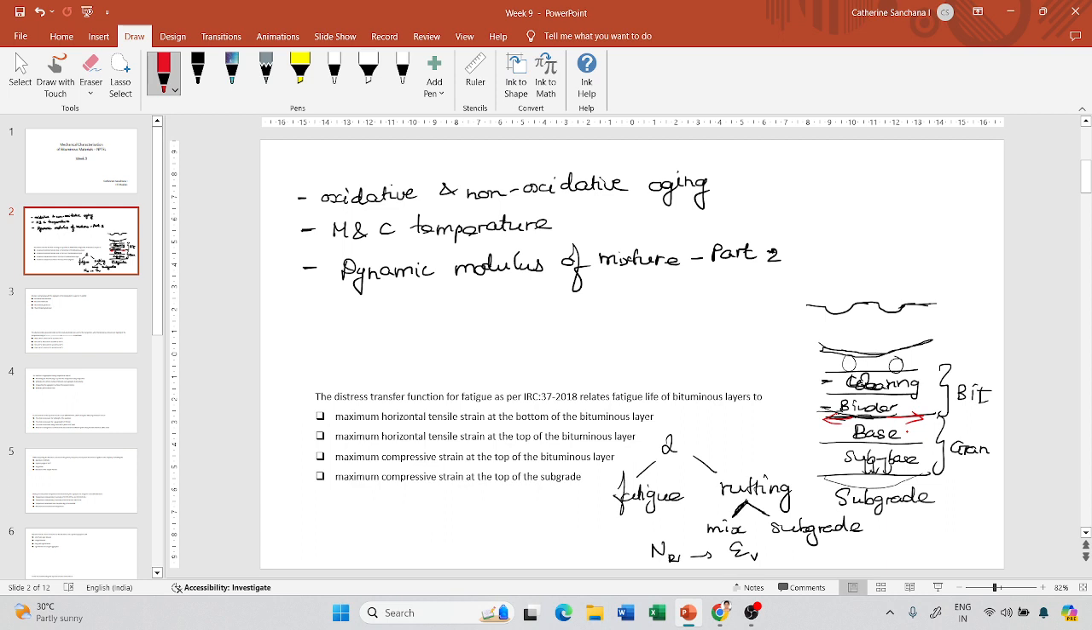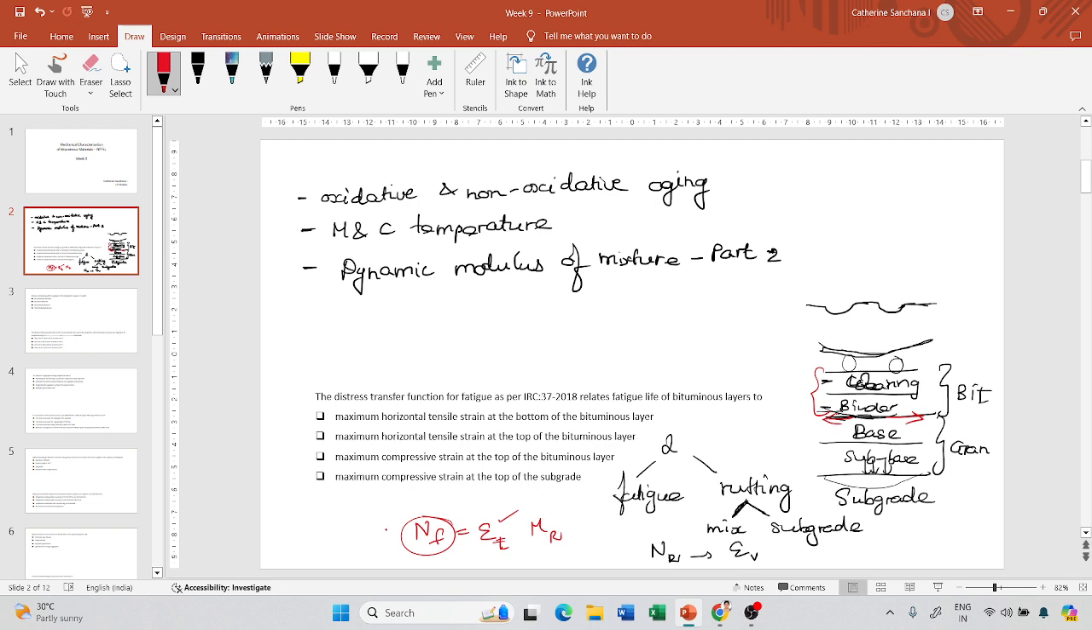So in order to know the fatigue life of the material, there is an equation in IRC 37 which relates the fatigue life with the vertical compressive strain on the top of the subgrade as well as the modulus of the bituminous mixture. Okay. If you know these two values, then you will be able to know the fatigue life of the pavement. For instance, if the tensile strain is very large, then the fatigue life of the pavement is going to be less.